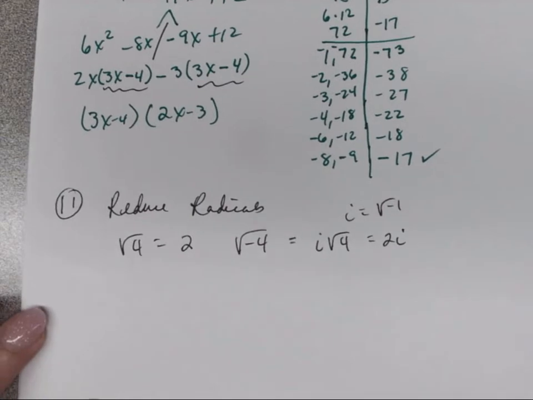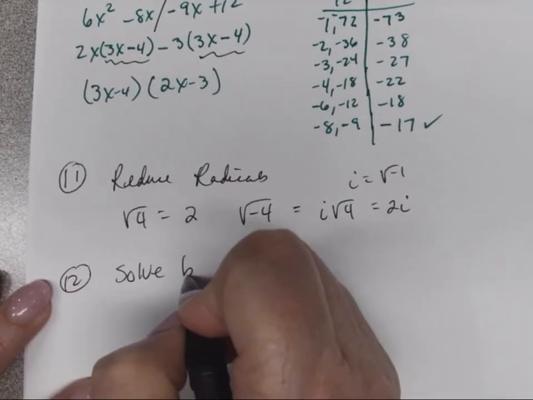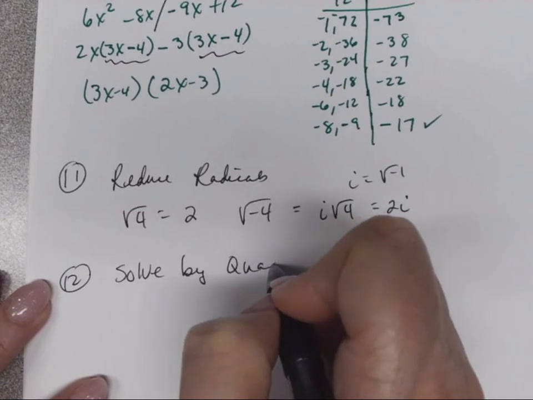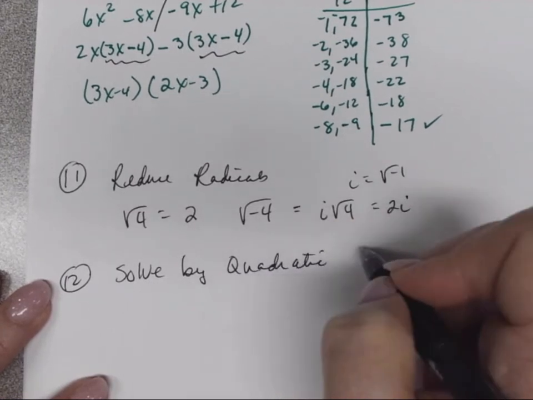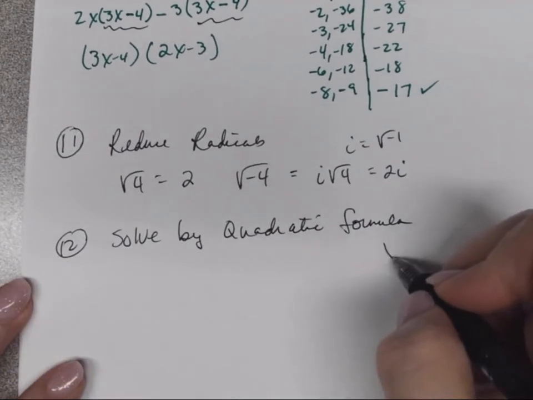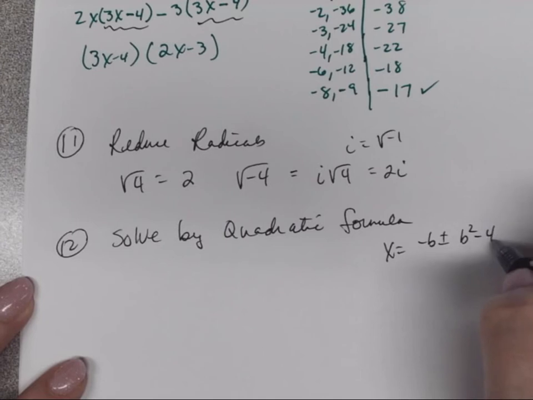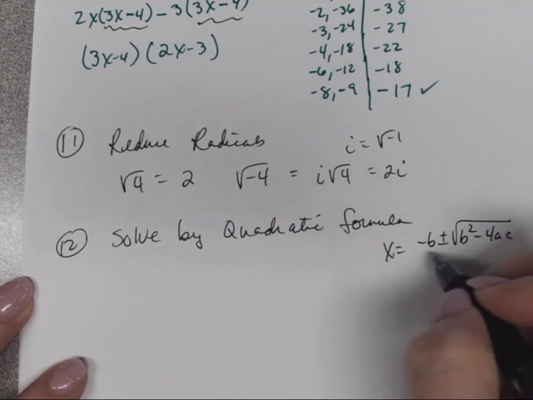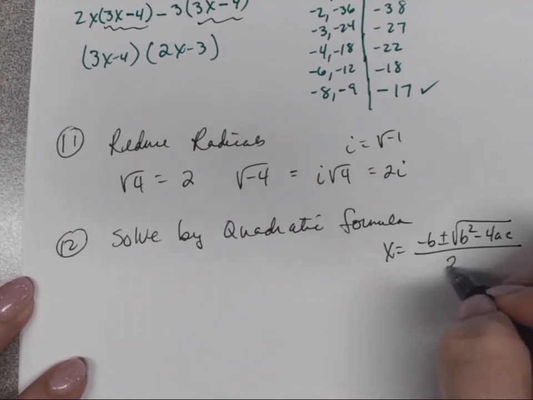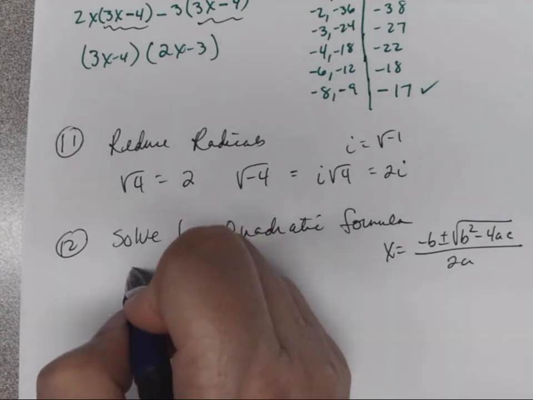All right, so number 12, we're doing the solve by the quadratic formula. You cannot factor with the quadratic formula, but you can solve with it. All right, so x is equal to negative b plus or minus the square root of b squared minus 4ac, all over 2a.